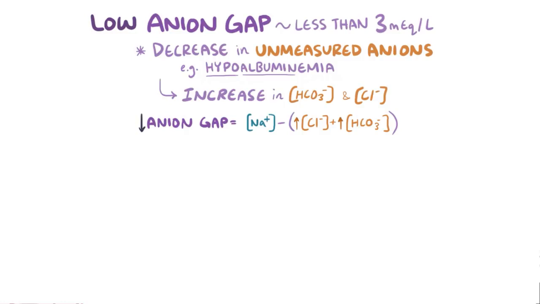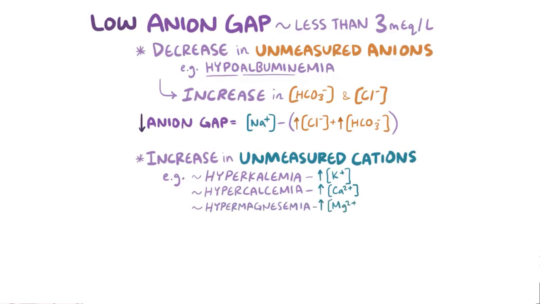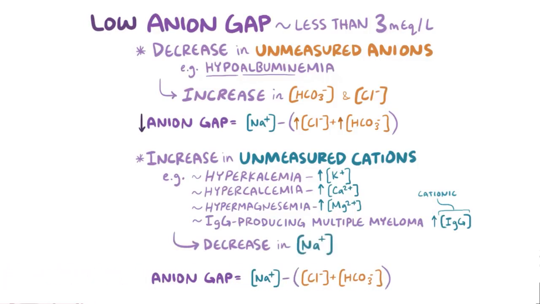Even more rarely, a low anion gap can result from an increase in unmeasured cations, like in hyperkalemia, or increased concentration of potassium, hypercalcemia, or increased concentration of calcium, hypermagnesemia, or increased concentration of magnesium, or in individuals with IgG producing multiple myeloma, producing IgG immunoglobulins. Interestingly, IgG is cationic, whereas IgA is anionic. Just like before, positive and negative charges in the plasma need to be maintained. So essentially, sodium concentrations will fall off and the anion gap will get a lower value.